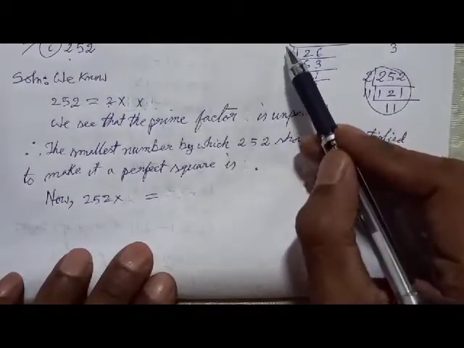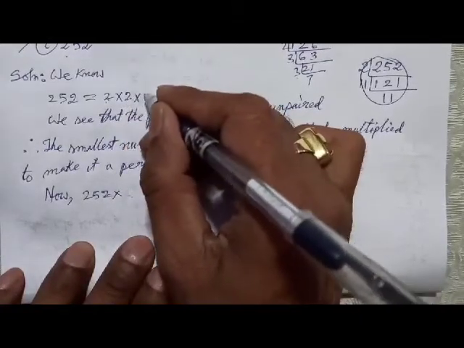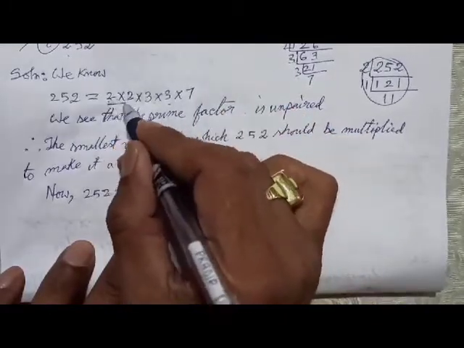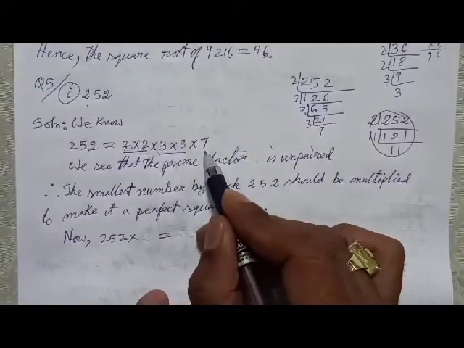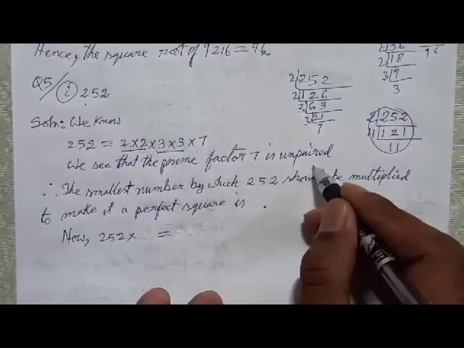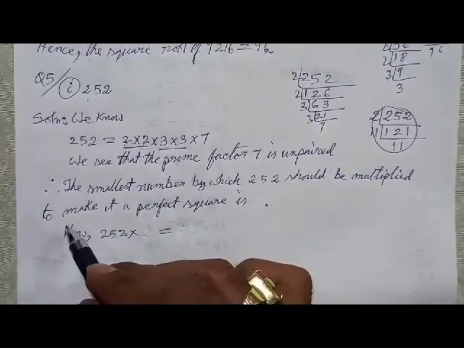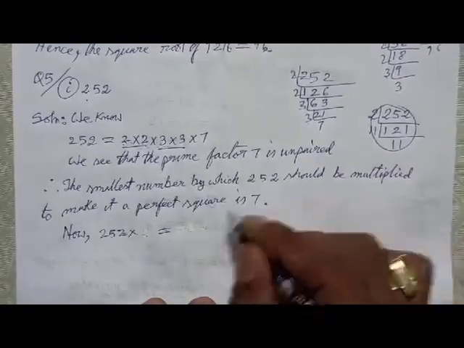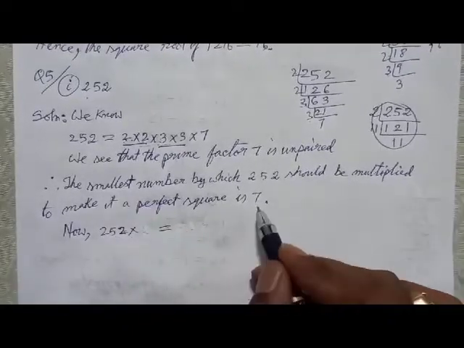So the factors are 2 into 2 into 3 into 3 into 7. Now 2 and 2 are in pair, 3 and 3 are in pair. We see that the prime factor 7 is not in pair. So 7 is unpaired. Therefore, the smallest number by which 252 should be multiplied to make it a perfect square is this number 7. Then now writing this 252 multiplied by 7.